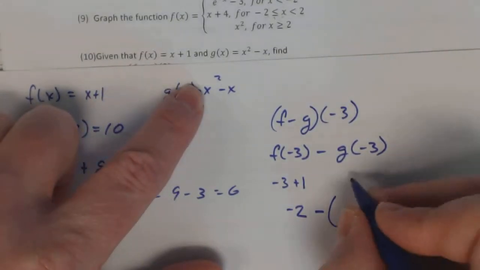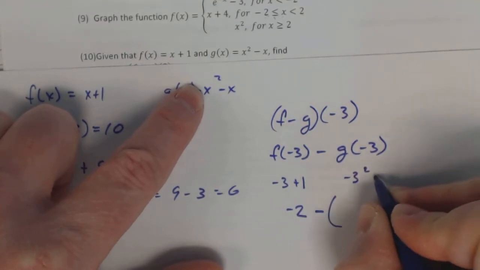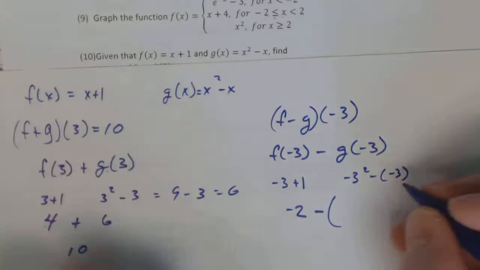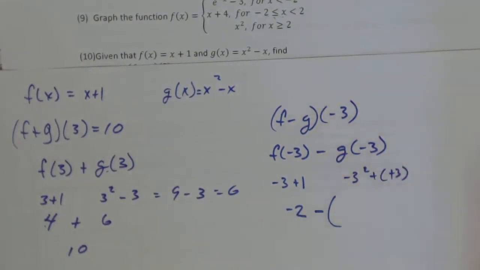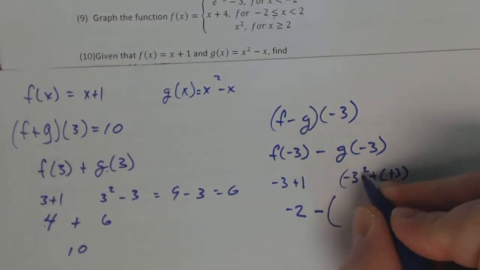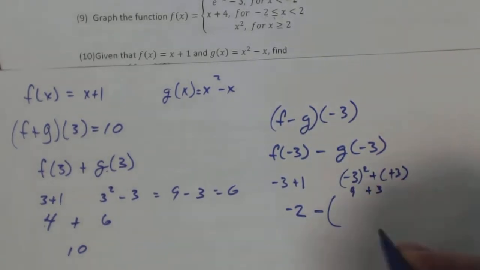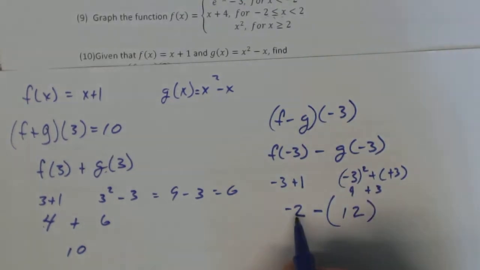So negative 3 squared minus negative 3. So look what happens here. We're going to add those. And then when I square negative 3, it's going to be a 9. So it'll be 9 plus 3. And 9 plus 3 is 12. So negative 2 minus 12 would be negative 14.